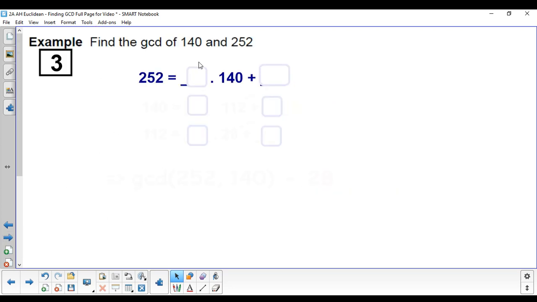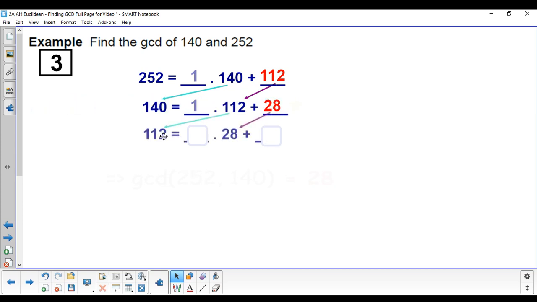Okay, so let's try bigger numbers now. So 252 and 140, you put the big number to the left-hand side. You can't get 2 out, it can only be 1. And what have you got left? 112. Then diagonally bring down 140 and 112, and then you can get one of those, and then you've got 28 left over. Diagonally bring the 112 down, and then what have you got? You've got 4 of those, and you've got no remainder. At that point, that is you finished.